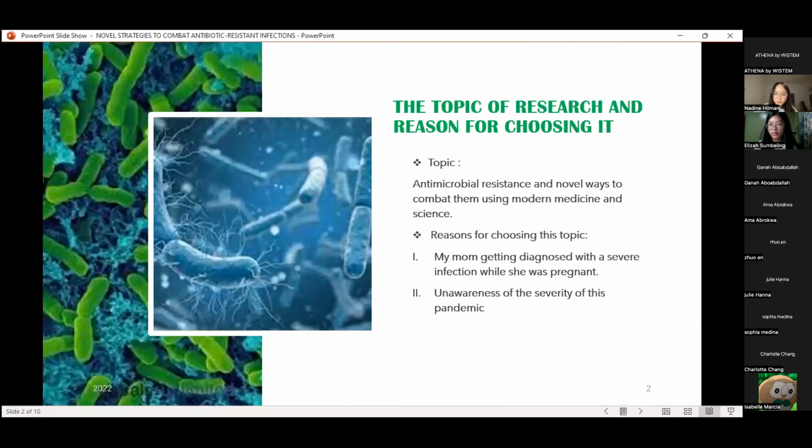So the topic I did my research on was antimicrobial resistance and ways to combat it using modern science, medicine, and novel ways. The main reason I got into this topic was when my mom got diagnosed with a severe bowel infection when she was pregnant. She wasn't able to take most of the antibiotics because the bacterial strain was almost resistant to all of them.